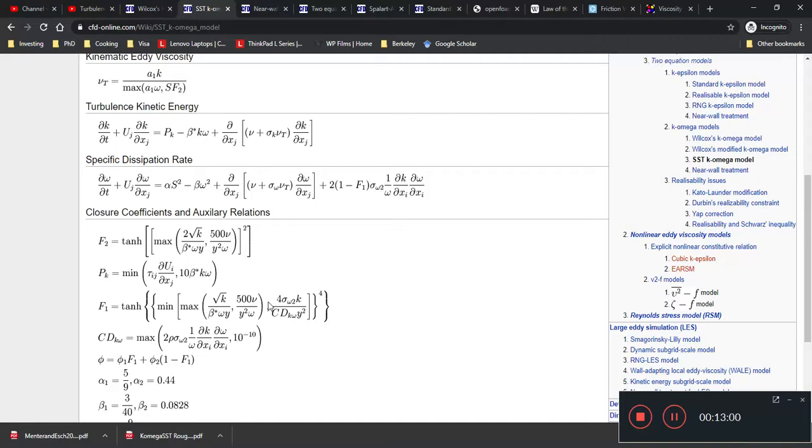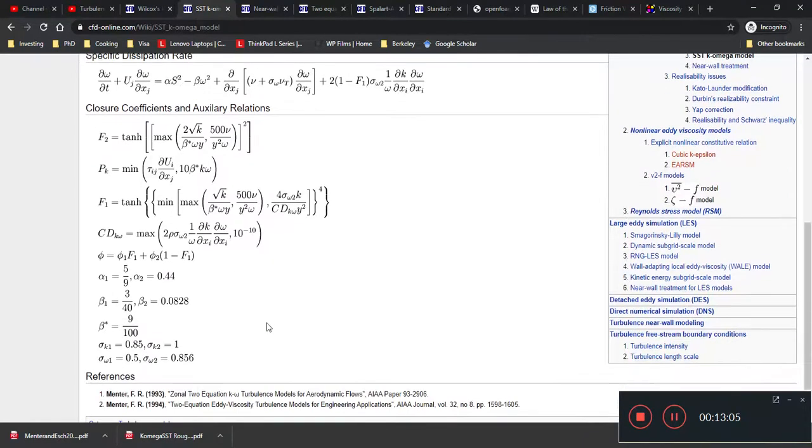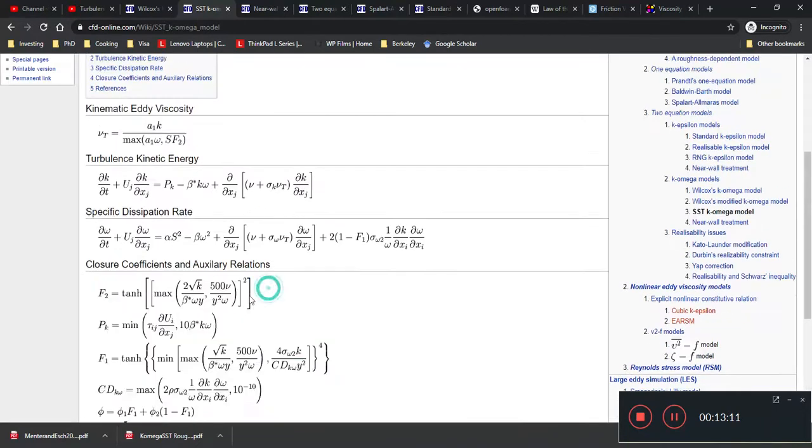Thanks for watching. We'll continue with the qualitative discussion of the K omega SST, the other terms in it, not just the blending function. And this blending function is probably the most critical thing there.